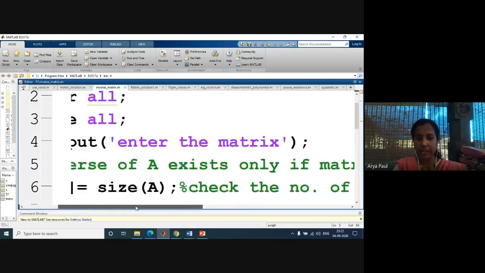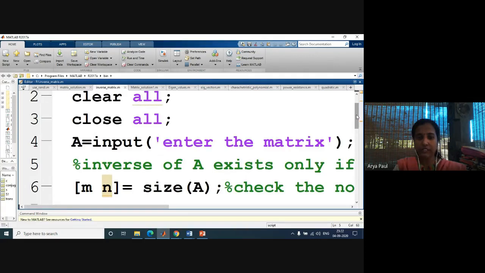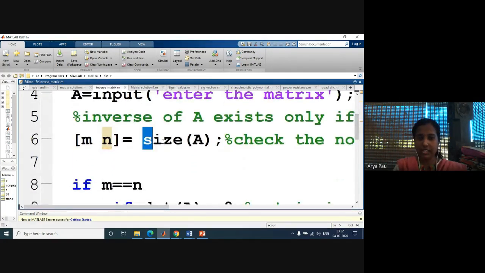So first we will check whether a matrix is square. Okay, how can you check whether the matrix is square? You know the function size. What is size? Size is an inbuilt function used to find out the size of an array or of a matrix, isn't it? So size of A will return the number of rows and the number of columns. So M will be the number of rows and N will be the number of columns. So now you got the number of rows and number of columns.